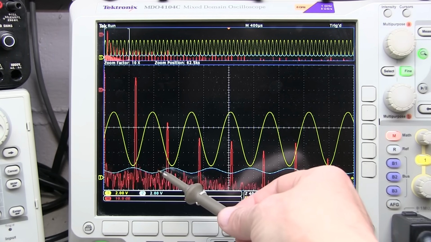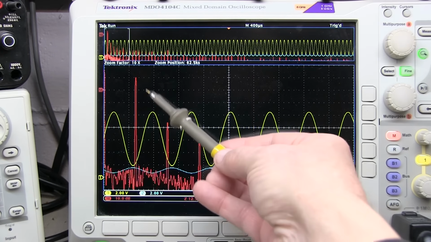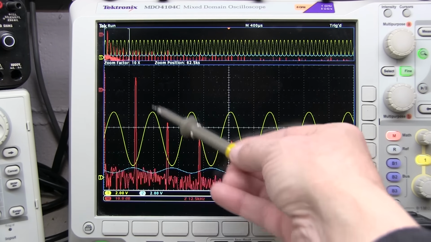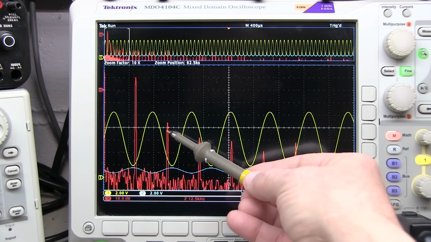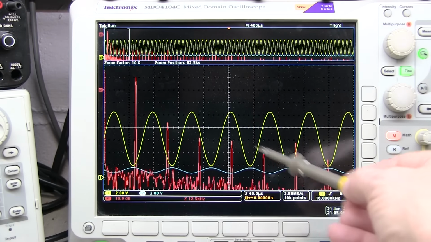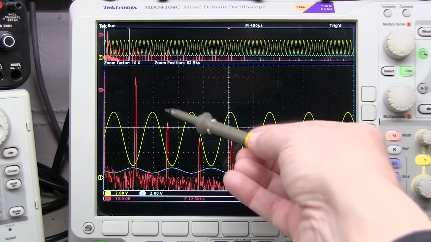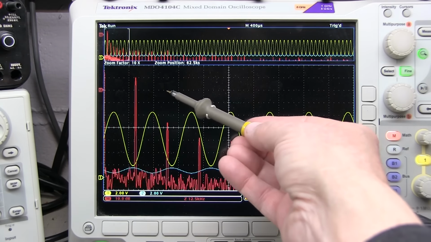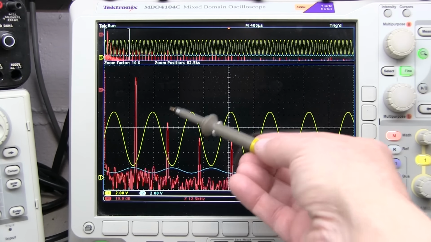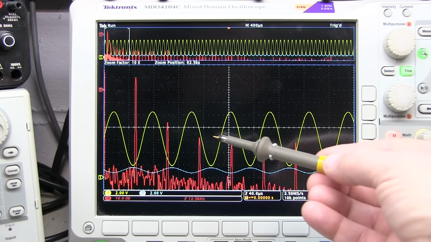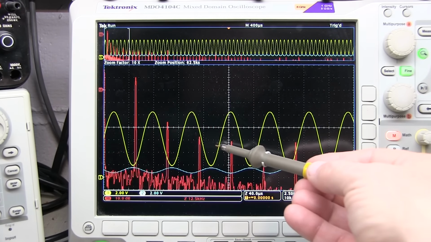So the red trace here is our FFT, and we can see the fundamental of our sinusoidal signal right here, and then the second harmonic, third, fourth, fifth, etc. We can see that this second harmonic here is about 10, 20, 30, about 35 dB down. And that will change even if we adjust the offset of our signal.